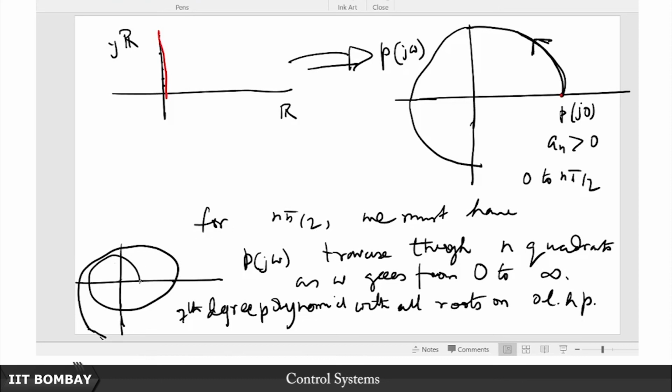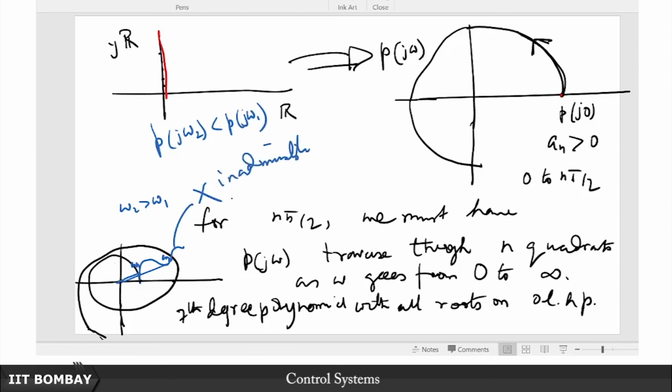So what sort of curves are inadmissible? Some curve that goes like this. You see that at this point, for some omega, it is this phase. And then at this point, for some other omega, so this is omega 1, this is omega 2. So omega 2 is greater than omega 1, but you see that the phase of p(j omega 2) is less than the phase of p(j omega 1). So this is inadmissible.